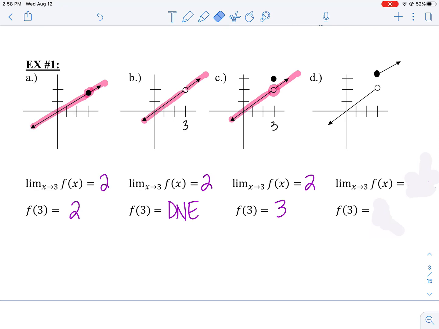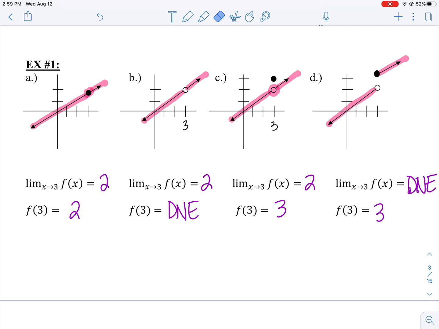All right, the last one, D. F of 3 is 3. That's where my dot is. What is the limit, though, as we approach 3? Well, if I'm following the path from the left and you're following the path from the right, are we going to be together? Well, you notice that there's a big old gap. We're not together. You're across the street. And so I would say on this one that the limit as x approaches 3 of f of x does not exist because we're not together. There's a big old gap in our path.